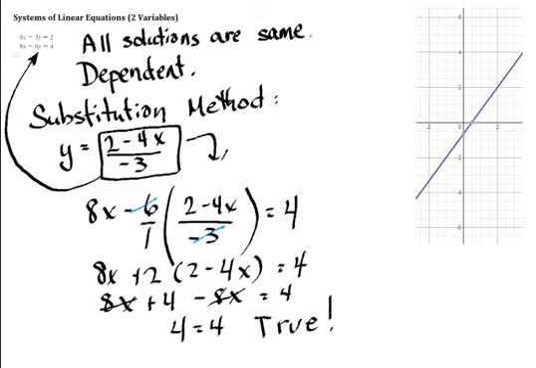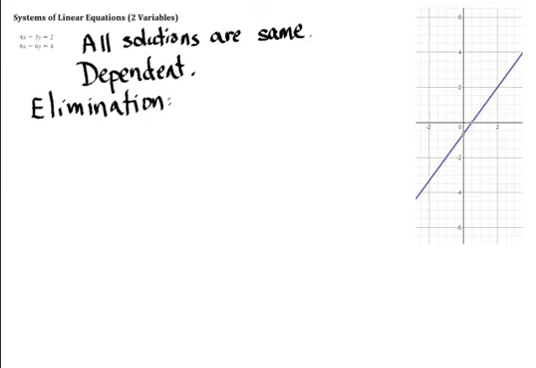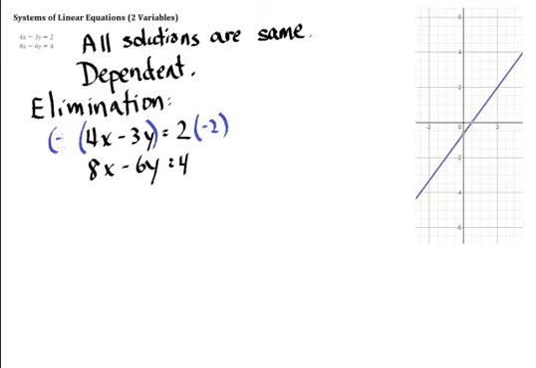And if I look at this second line, I can kind of see that it's double the first one, and it would end up being exactly the same. All right, so let's try the elimination method. I'm going to write my two equations. 4x minus 3y equals 2. 8x minus 6y equals 4. I'm going to multiply the top equation by a negative 2 so that my x's drop. All right, let's see what happens.